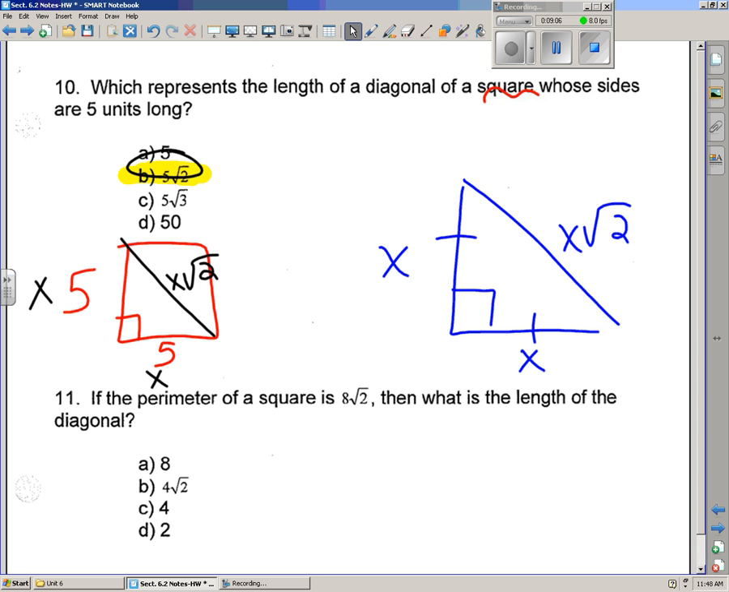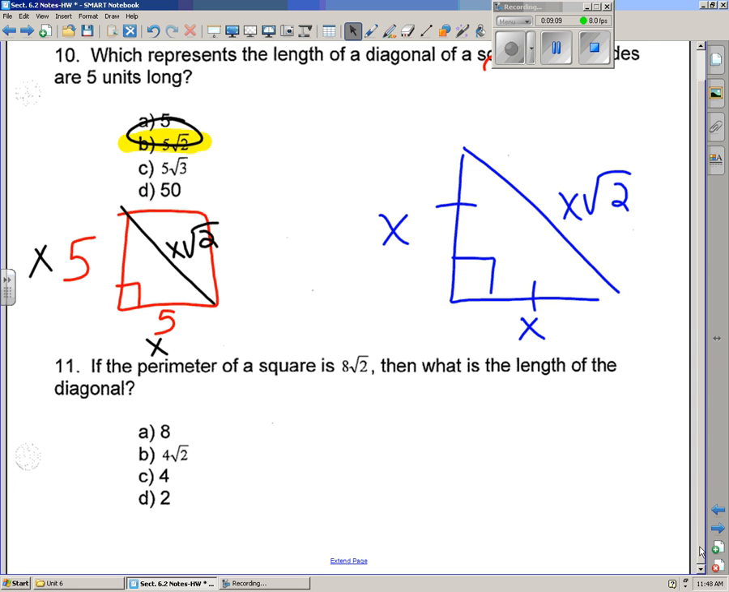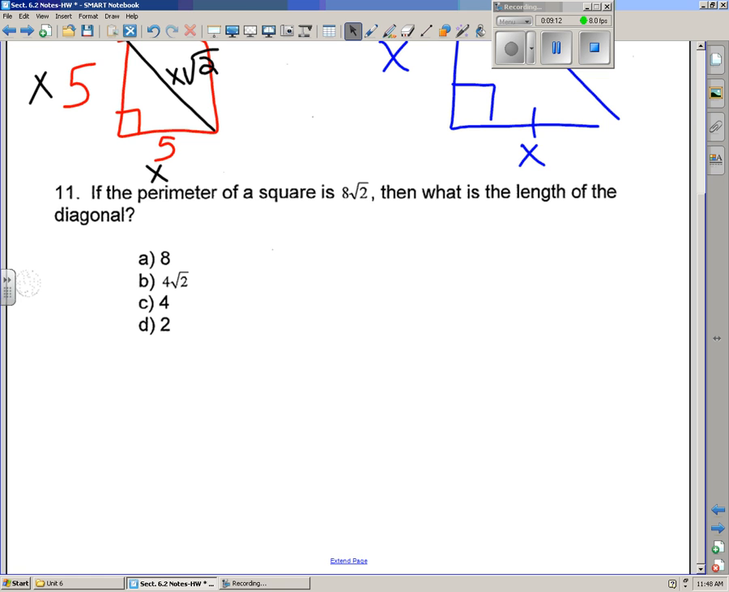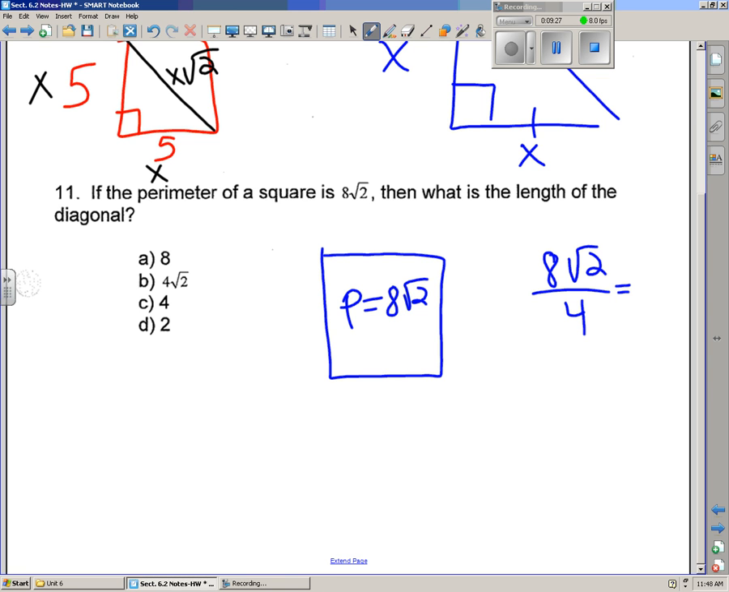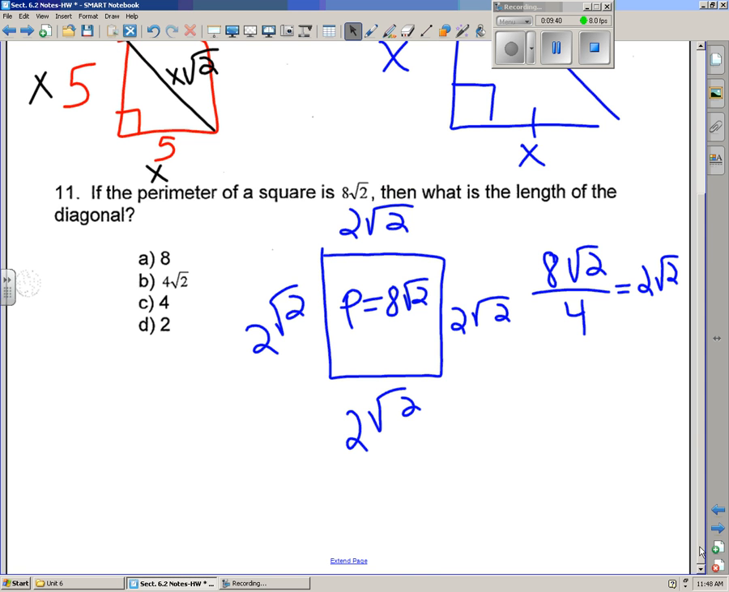Let's take a look at this next problem, and then that's it, and you should be good to go. If the perimeter of a square is 8 rad 2, what's the length of the diagonal? Now be careful. Perimeter of the square. If the perimeter is 8 rad 2, perimeter is found by adding all 4 sides. So if I've got 4 sides added together to give me 8 rad 2, each side must be 2 rad 2. Right? Because if I've got 2 rad 2 all the way around, I've got a perimeter of 8 rad 2. Well, what happens when I draw on my diagonal?